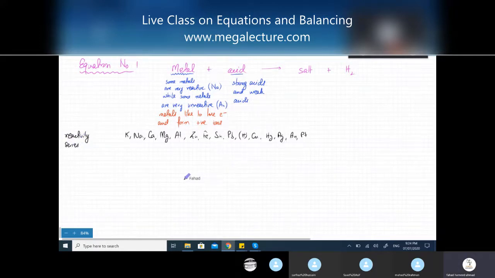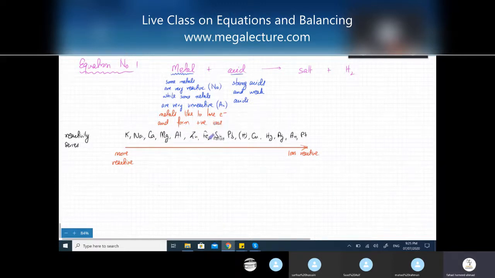Now, as you move down the reactivity series, the reactivity decreases. The metals become less and less reactive. They don't like to lose electrons. But the metals on the right side are probably very strongly attracted to the electrons. So this side is less reactive, and this side is more reactive. Especially these group 1, the first few elements are from group 1. So they're extremely reactive. They like to lose electrons very easily. But as you move to the right, they don't really like to lose electrons.